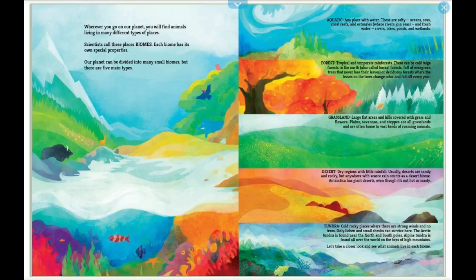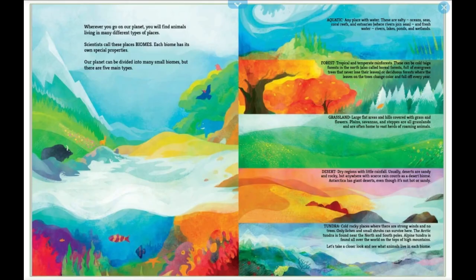Aquatic, any place with water. These are salty: oceans, seas, coral reefs, and estuaries, where rivers join seas; and freshwater: rivers, lakes, ponds, and wetlands. Forest, tropical and temperate rainforests. These can be cold taiga forests in the north, also called boreal forests, full of evergreen trees that never lose their leaves, or deciduous forests, where the leaves on the trees change color and fall off every year.